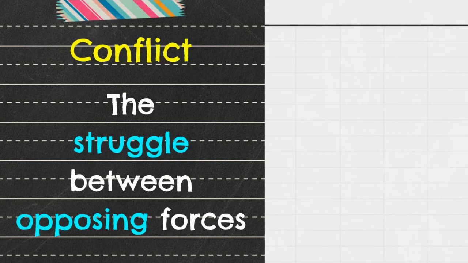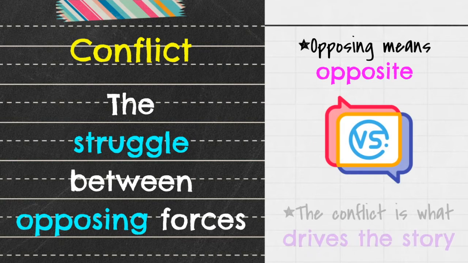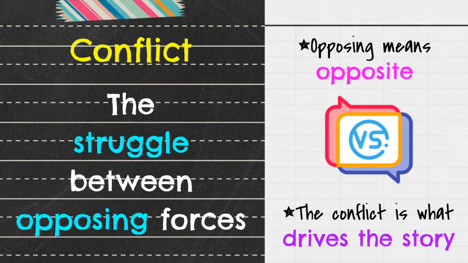Okay, so first let's talk about what conflict is. Conflict is the struggle between opposing forces. And opposing just means opposite. So when opposite forces are going against each other, we're going to have a conflict. And conflict is what drives the story. It keeps it moving forward.